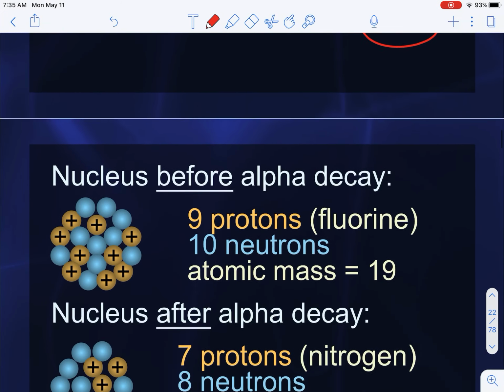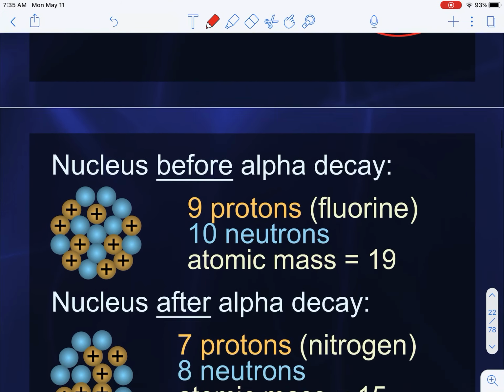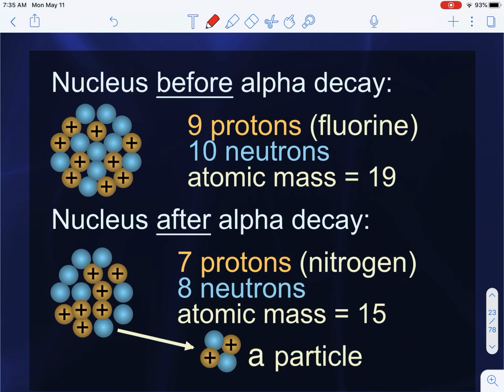All right, let's take a look at fluorine in a little bit closer detail here. We're on the top of page 7. So if you remember, fluorine has an atomic number of 9 and a mass of 19. You're going to need your periodic charts for these exercises because you're going to have to figure out when it changes into a new element, what is it changing into, okay? So this is the nucleus before. We have 9 protons and 10 neutrons.